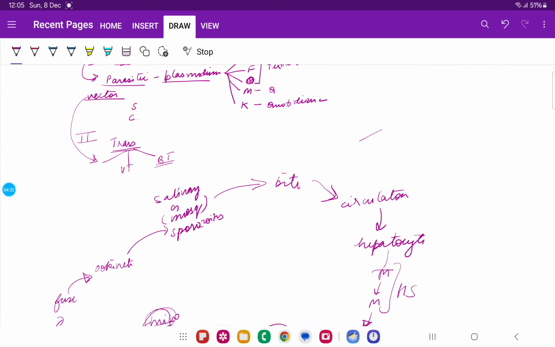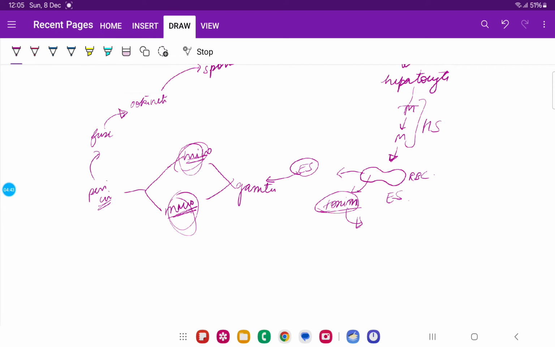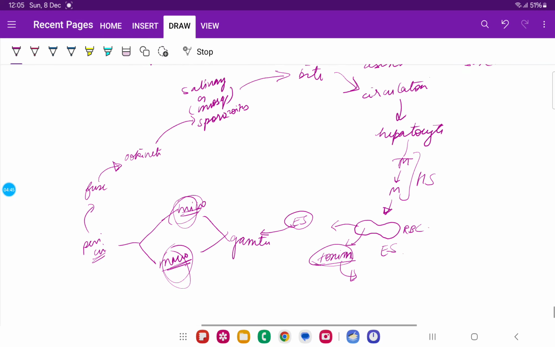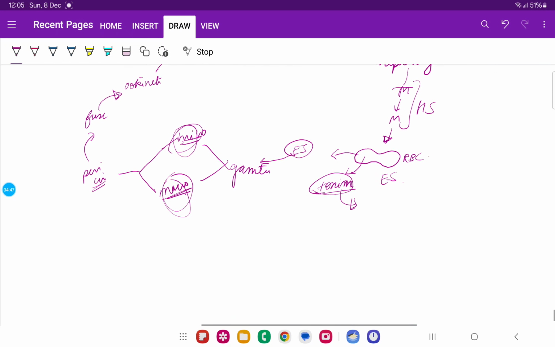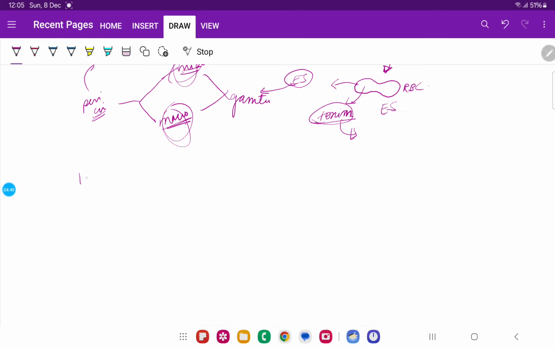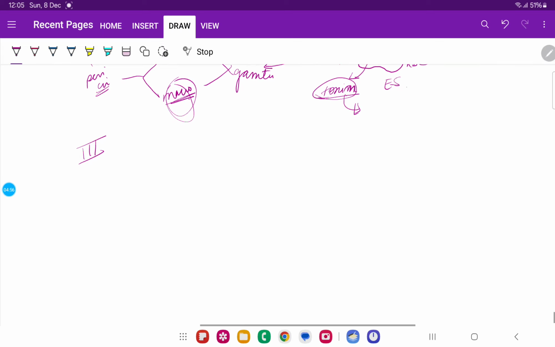So basically there are two parts of the cycle, the man and the mosquito. This is where the sexual cycle takes place. This is where the asexual cycle takes place. Now coming to the clinical presentation of the person, we can basically divide it into a benign presentation or a malignant presentation.